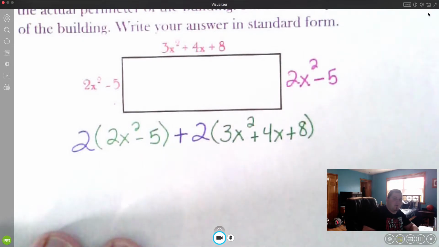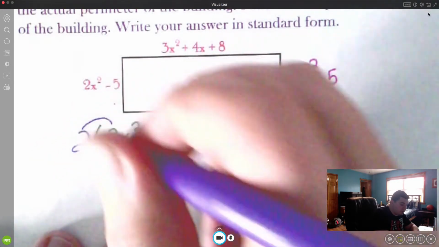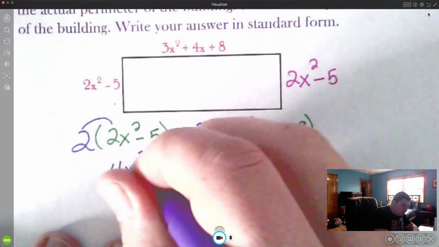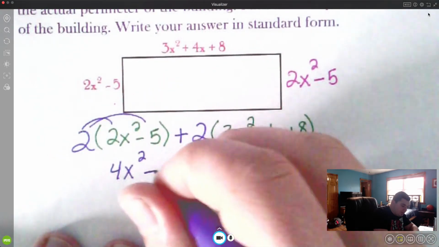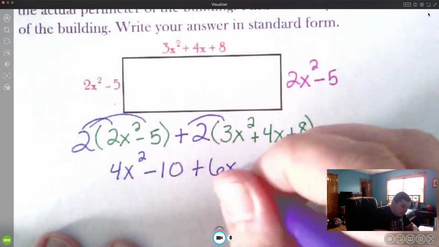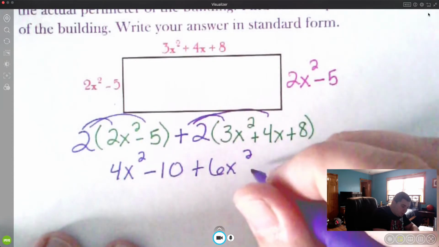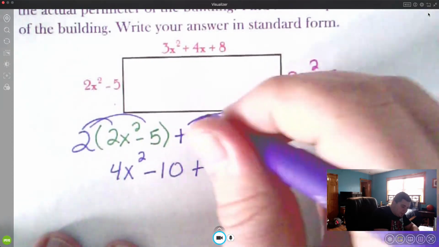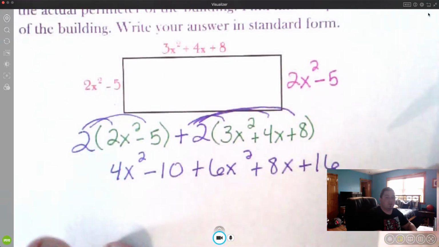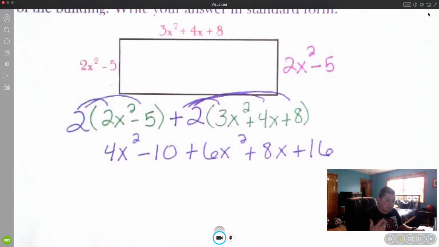Okay, and now from here, we're going to distribute our 2 instead of a 1, and we get 4x squared minus 10 plus 6x squared plus 8x plus 16. I've had students before add the 2 sides and then times it by 2, which is the same thing. Same concept, whatever works for you.